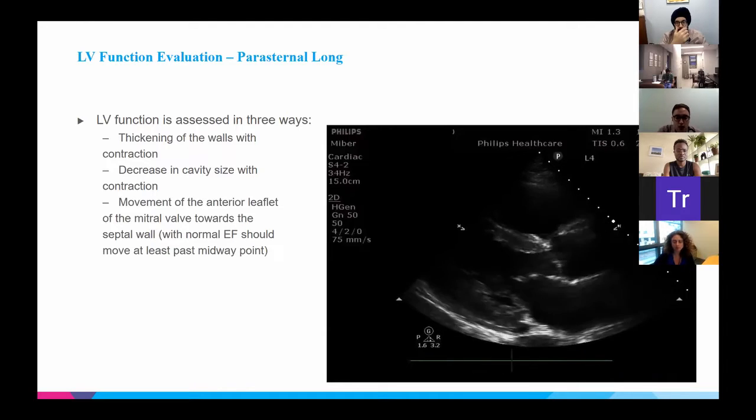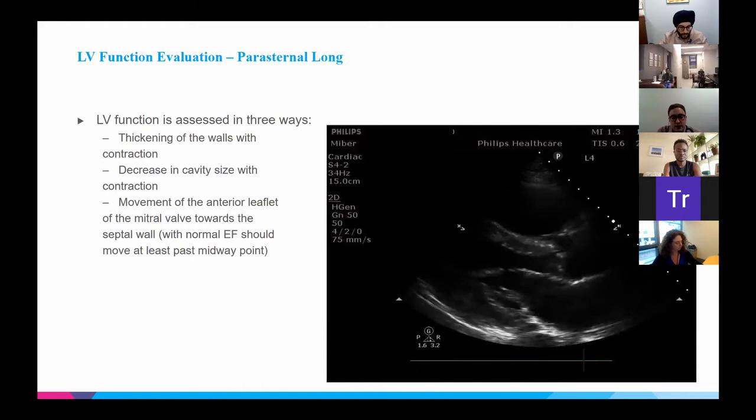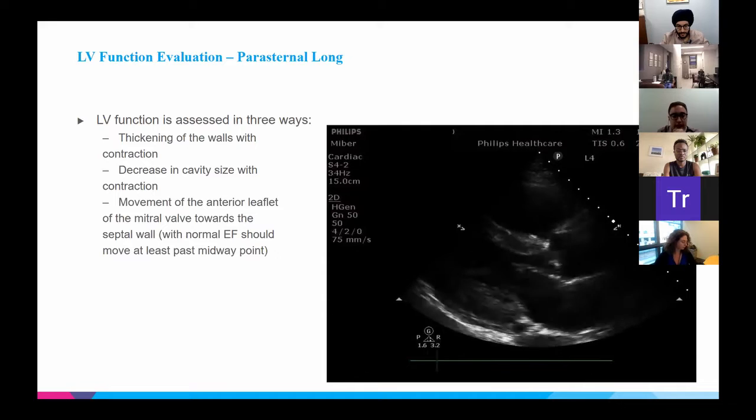As you might know from the basics lecture or from your prior experience in the ICU, this is our classic parasternal long axis view, and this is one of our main views for assessing LV function. We look at the heart along the left sternal border, usually the second or third intercostal space. Sometimes you have to go a little bit further down depending on the patient's body habitus.